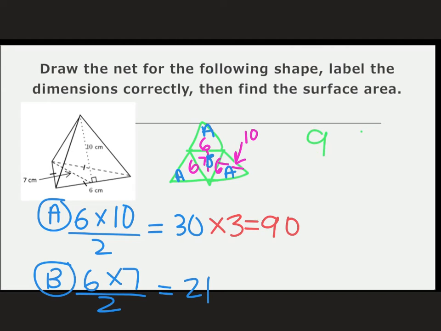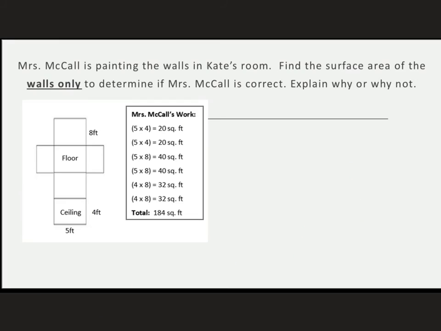Final step, add your two numbers. 90 plus 21 gets you a total surface area of 111 centimeters squared.